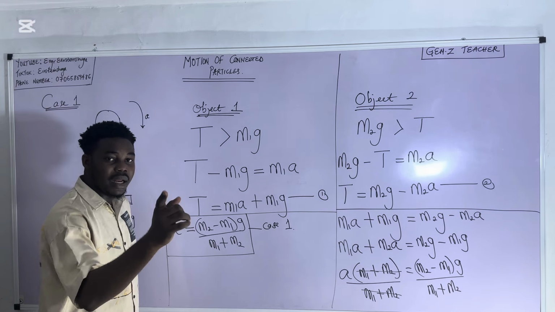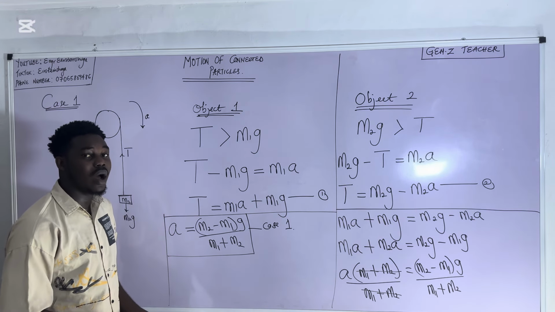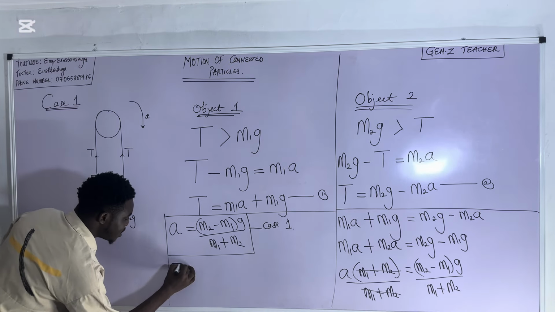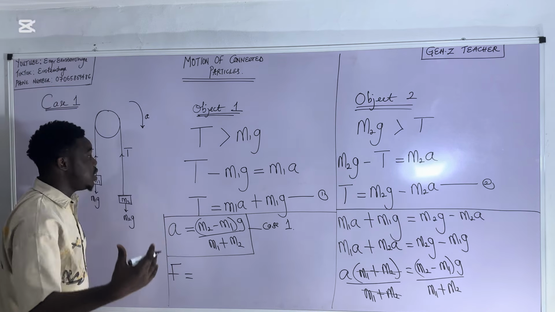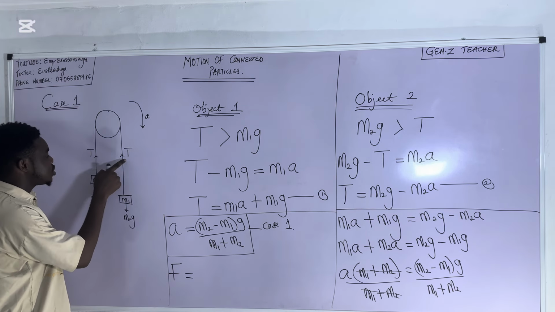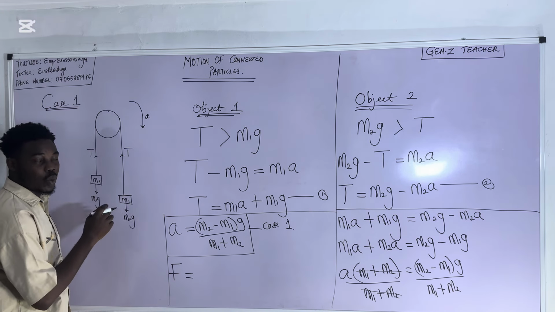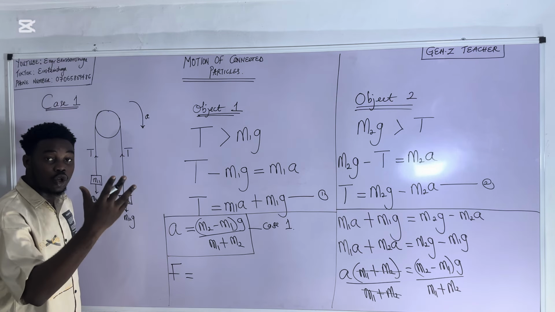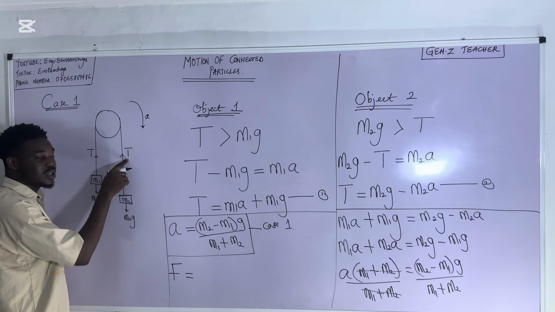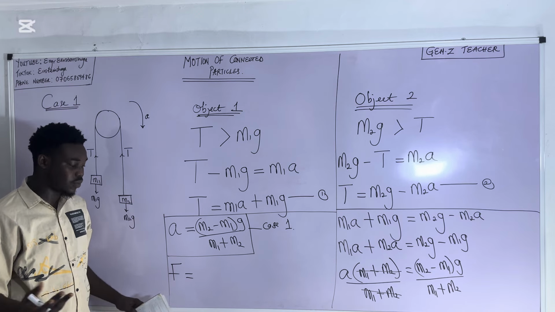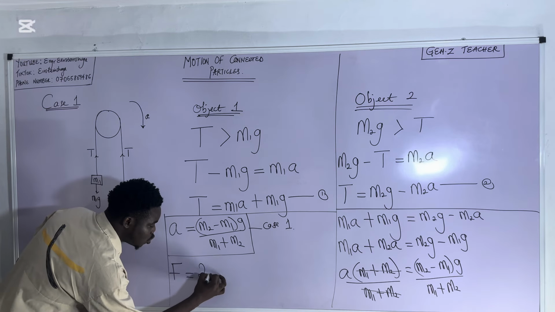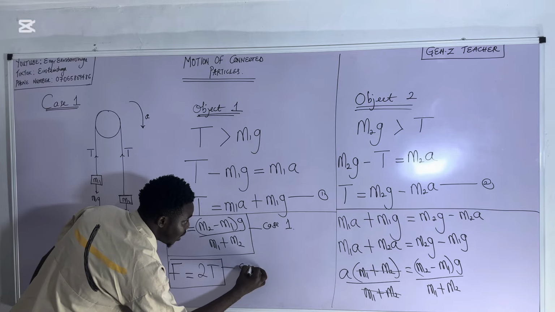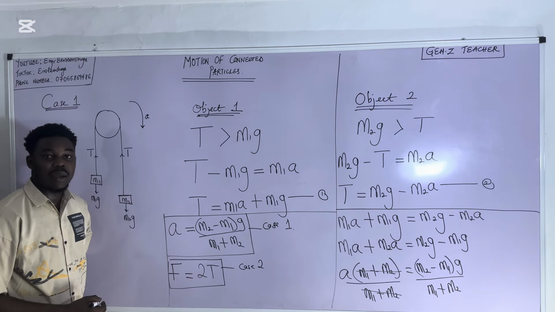find tension. Many a time, the questions might also require you to find the force in this system. Now, the force in this system will just be, from the diagram, the tensions are both acting upward. So we can say in vectors, when two are acting in the same direction, you add. So we're going to be adding tension plus tension. That gives us two tensions, right? So we're going to have F equals 2T. So the force in this case 1 is gotten by doing 2 times the tension.